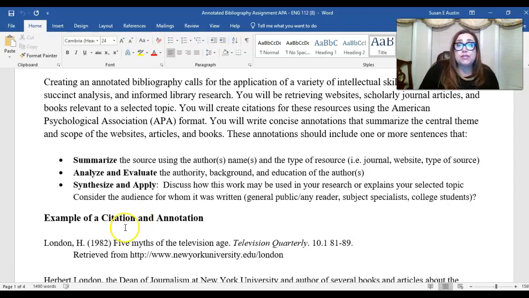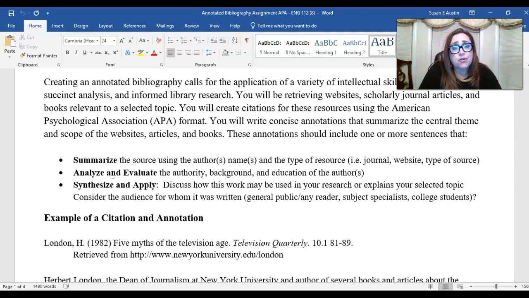So first I want you to summarize the source. You need to identify it. You need to tell your reviewer what type of source it is. So you need to identify it as a journal article, a website, a video, a documentary, a book, whatever it is. If it's a textbook, define it as a textbook. If it's a certain kind of article, explain what kind of article it is. And then it's a good idea to include the authors' names.